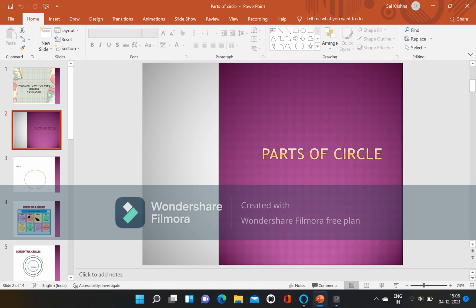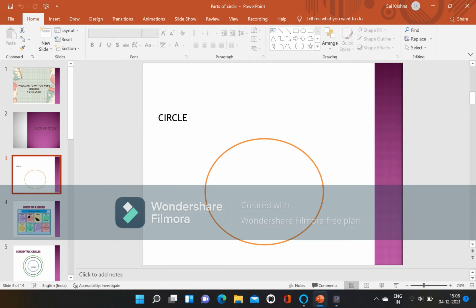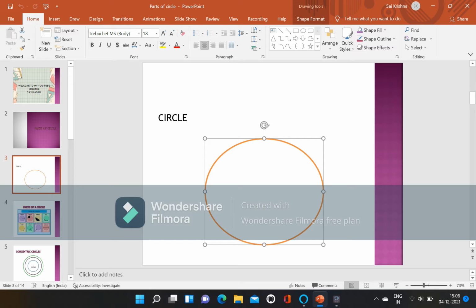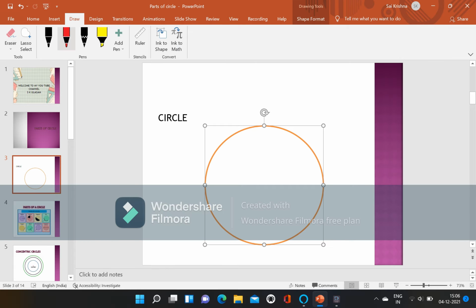Today we are going to learn about the parts of a circle. So what are all the important parts we have in a circle? To start with, first we need to know the center of the circle. As the name itself suggests, the center point of a circle is called the center. So let us mark the center as O. So we should know what is the center of the circle.